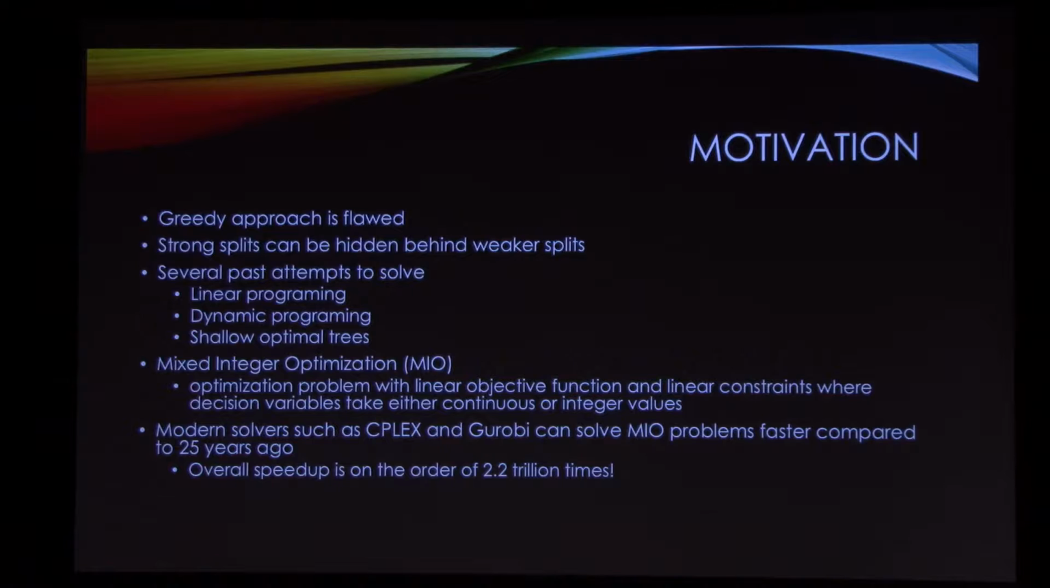There have been several past attempts to solve this issue, notably linear programming, dynamic programming, and shallow optimal trees. We use something called mixed integer optimization, which is an optimization problem with a linear objective function and linear constraints, where the decision variables take either a continuous or an integer value. The reason we use mixed integer optimization is that in the past roughly 25 years, we are able to solve these types of problems roughly 2.2 trillion times faster.